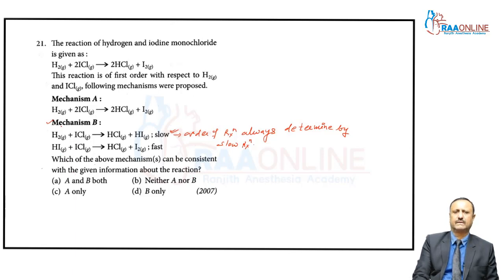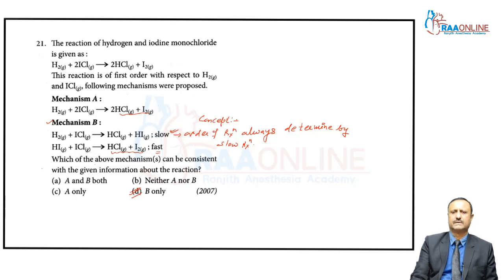Here you can see the A reaction. Here this is the mechanism of A and the mechanism of B. Here HI and HCl are formed and iodine is evolved. These are also evolved in this section, and it is a fast reaction. So, you can get the order of reaction by the slow reaction. So, B only is the correct answer. It is a theoretical question and you can easily solve it, and this is the concept of this theory.